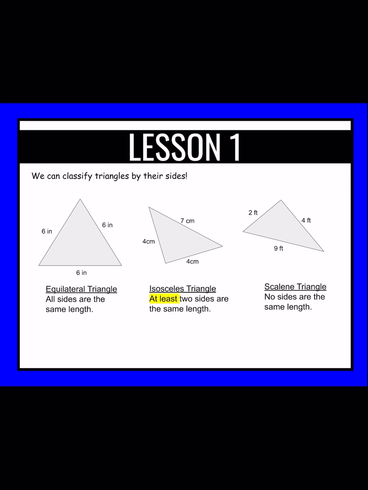Okay, so we have an equilateral triangle that all sides are the same. We have at least 2 sides that are the same, which is an isosceles triangle. But we also have sometimes where our triangles have no sides that are the same. If they have no sides that are the same, that triangle is known as a scalene triangle.